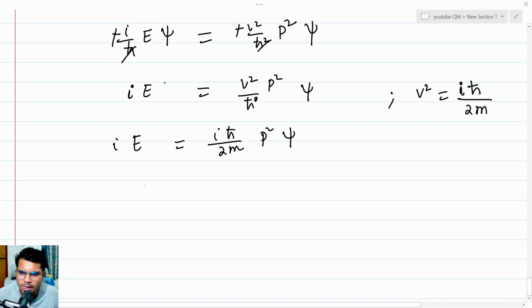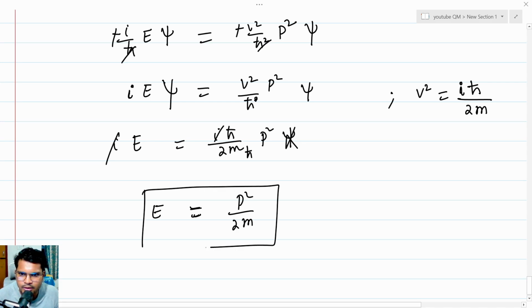Incredibly good. And the i cancels, and now, well, v squared by, oh, therefore there was some h bar, right? This is basically p squared by 2m. Psi is already gone. Oh god. I simply got E is equal to p squared by 2m.